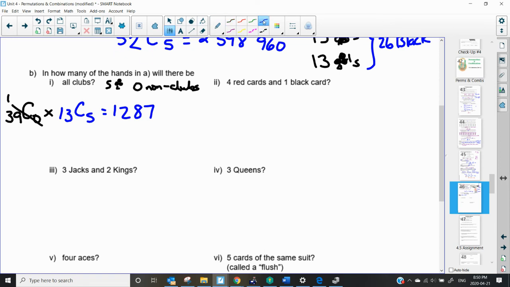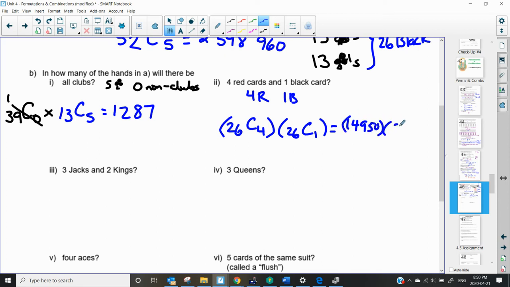It says, how many different hands can we have if there are 4 red cards and 1 black card? So we've got 4 red and 1 black. Well, the 4 red cards, there are 26 red cards, and we're going to choose 4 of them. And there are 26 black cards, and we're going to choose 1 of them. So 26 choose 4 is 14,950. And 26 choose 1, there's 26 ways to choose 1 card. So there are 388,700 different ways that we can have 4 red cards and 1 black card.